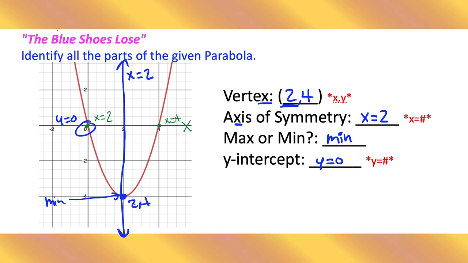And that's about it. That's all the pieces that are pretty important about a parabola. The vertex is pretty important. The axis of symmetry is kind of important. Does it have a max or a min? And the y-intercept is also pretty important as well. And then every once in a while, x-intercepts come into play. So that's all I have for the Blue Shoes Lose.